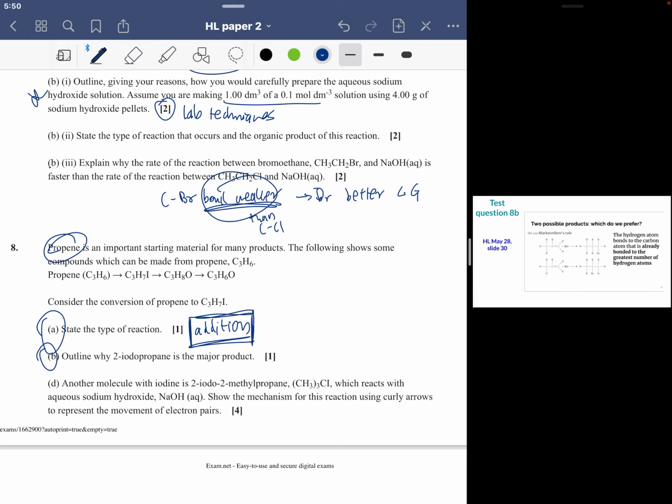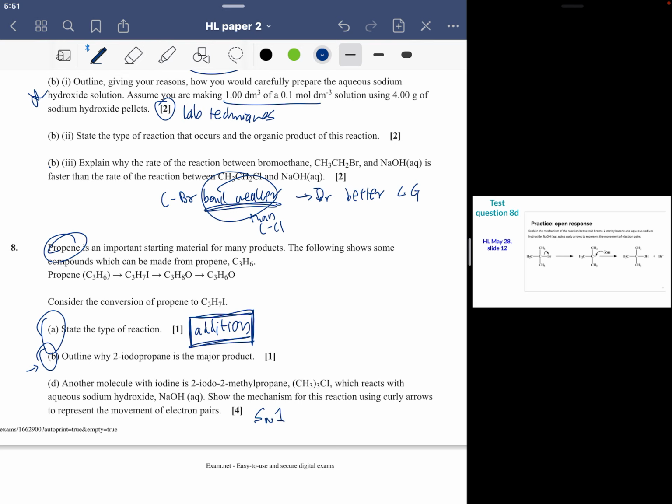B, I accepted anything to do with Markovnikov, however you say our friend's name, the rule that we learned in high level. We'll go over it in August. The IB actually wanted a slightly more specific answer, but anything to do with this rule and where the hydrogen atom bonds, great. And then 8D, now we get to the SN1.